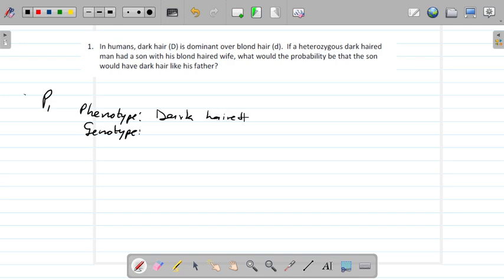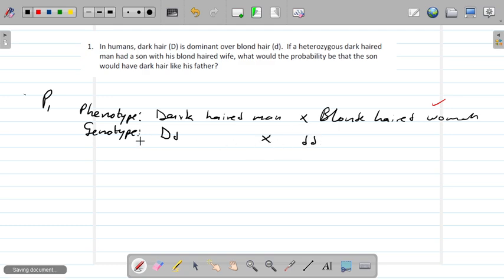Head man. Cross with a blonde head woman or wife, whichever one comes first. Good. Then for the genotype, the man is heterozygous dominant. So the heterozygous man is crossed with a blonde woman who's homozygous recessive.